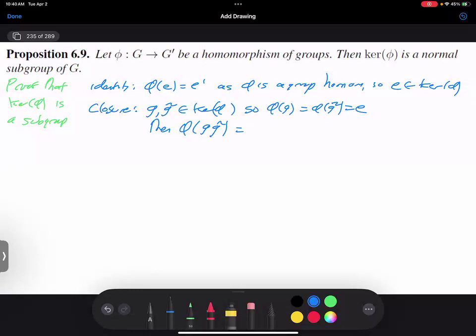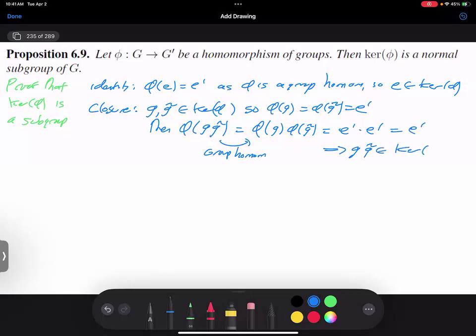So we have a group homomorphism. Phi of a product is the product of the phis. So that's phi of g tilde, because it's a group homomorphism. And then that's going to be the identity times the identity, which is the identity. So we've shown that g tilde is in the kernel of phi. All right, so we've got the identity, we've got closure.